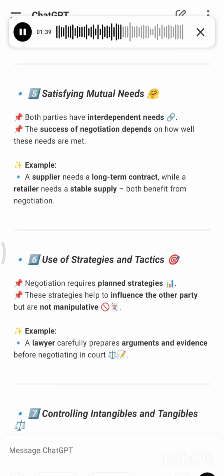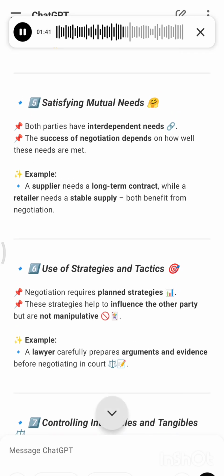5. Satisfying mutual needs. Both parties have interdependent needs. The success of negotiation depends on how well these needs are met. Example: a supplier needs a long-term contract, while a retailer needs a stable supply, so both benefit from negotiation.